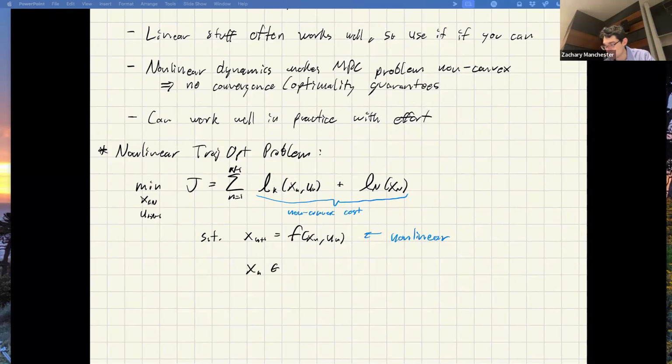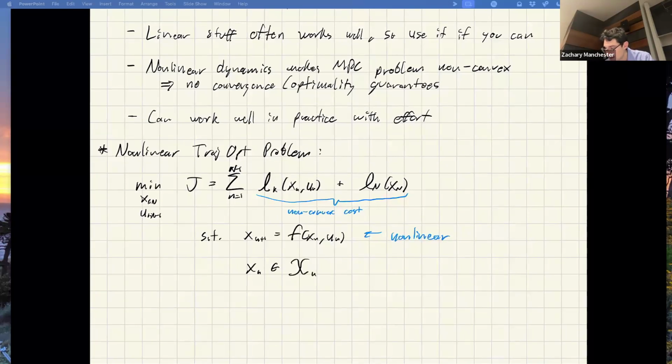So x is in some set, big X, where this doesn't have to be a convex set. And then u is in some general set, big U, that does not have to be convex. When I write that fancy notation, that's set membership, right? And that just means a bunch of inequalities. It means x is subject to some inequality constraints. Could be obstacle keep-out stuff, right?